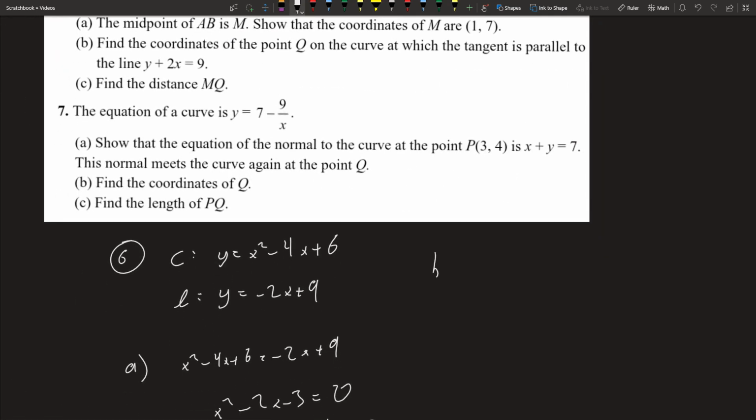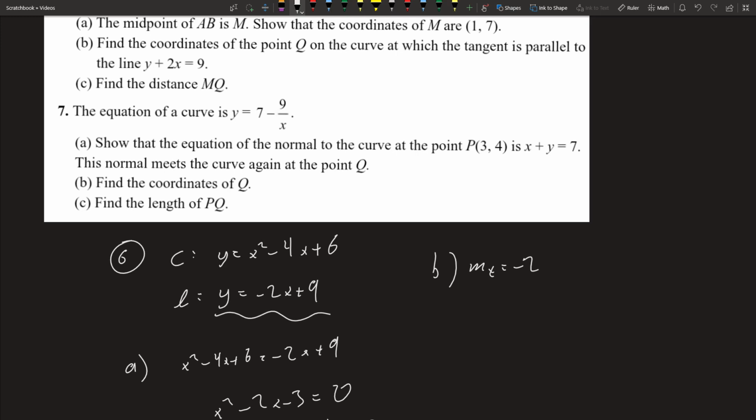Now for part B, the coordinates of the point Q on the curve at which the tangent is parallel to the line y plus 2x equal to 9. So what does parallel mean? Parallel means same slope, right? And they said that the tangent has the same slope as the line. That means that the slope of the tangent is equal to -2, right?